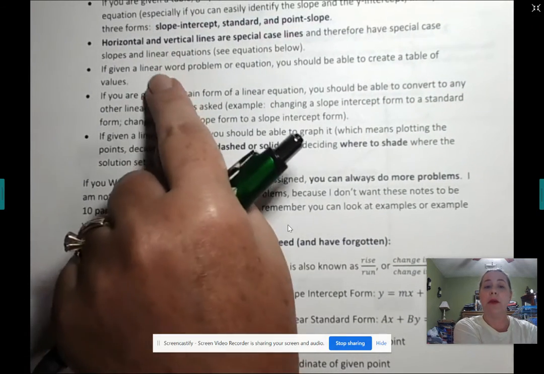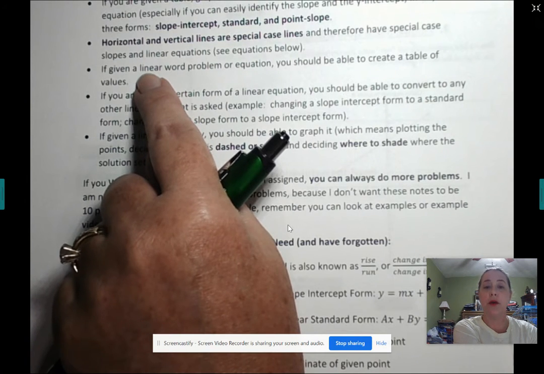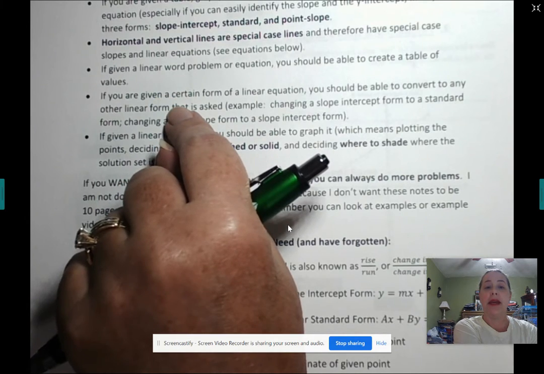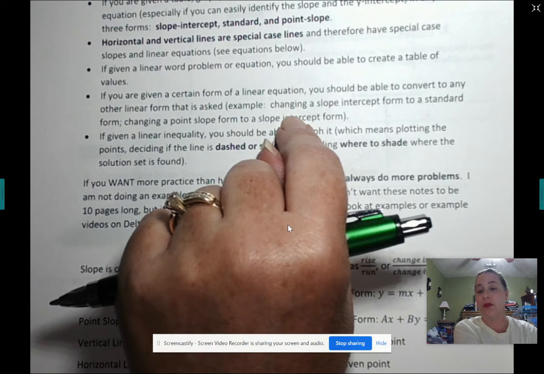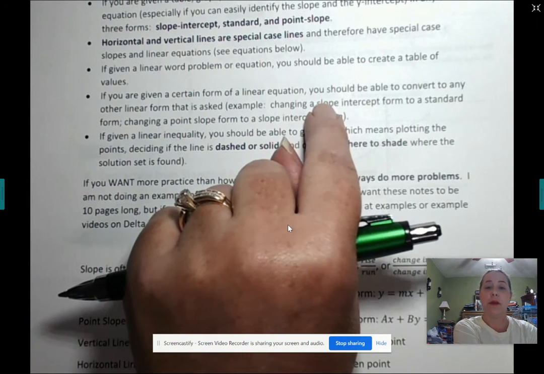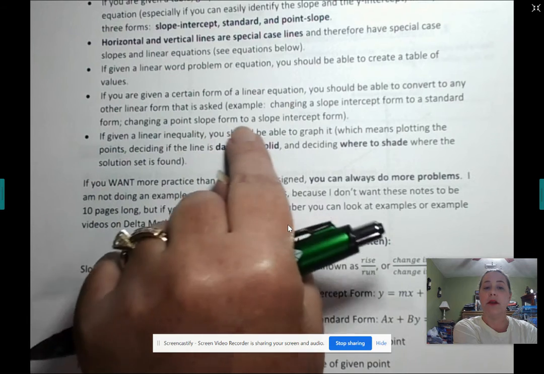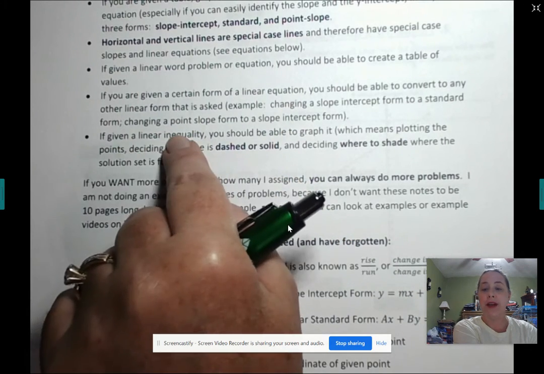If you're given a word problem that is linear, something with a constant rate of change or a slope, you should be able to create a table of values from that. Any form of a linear equation that you're given, you should be able to change to a different form. Slope-intercept into standard form, point slope into slope-intercept form. And then also we will touch on linear inequalities.